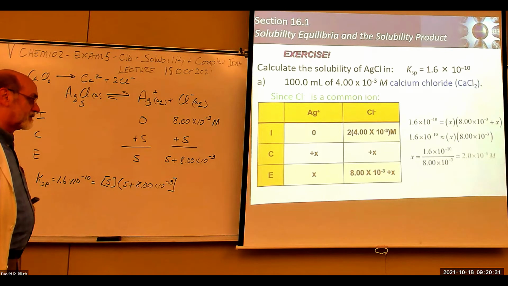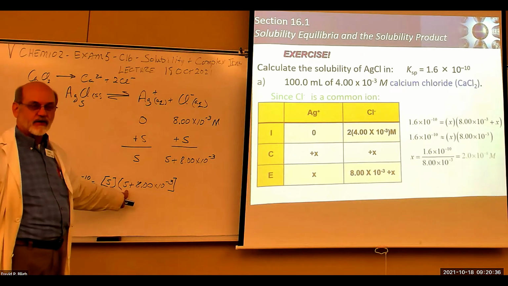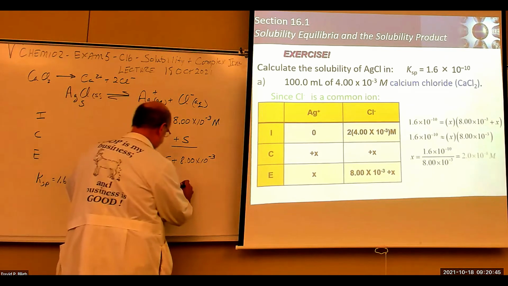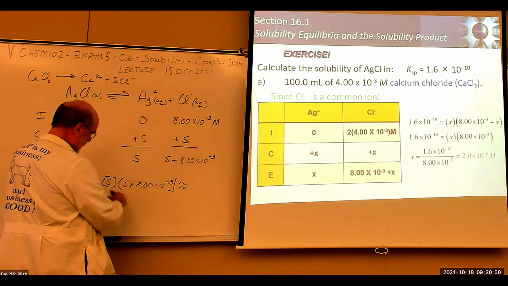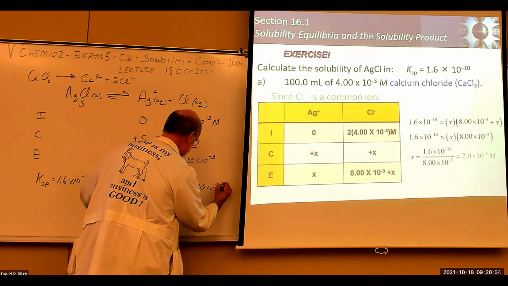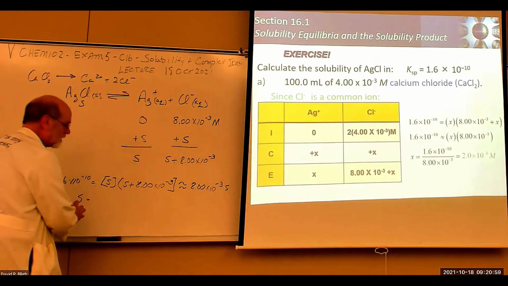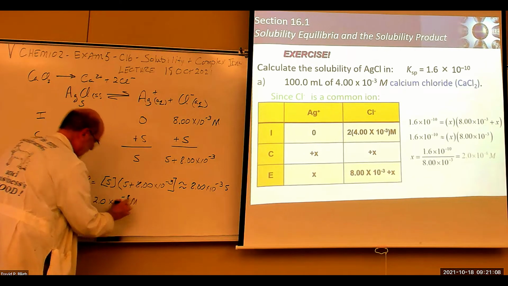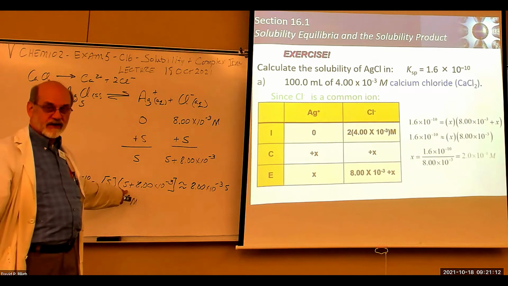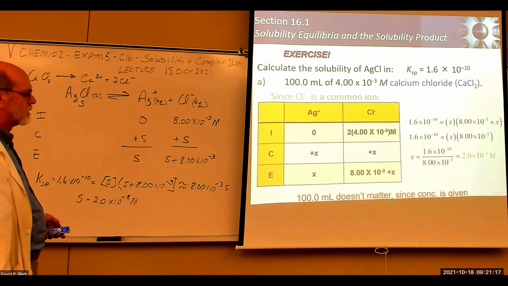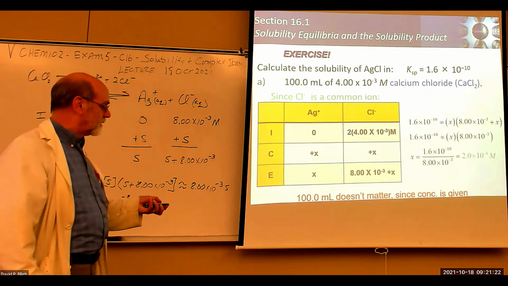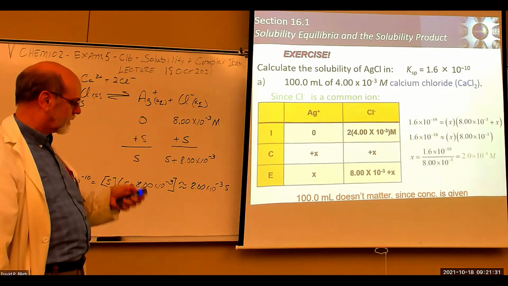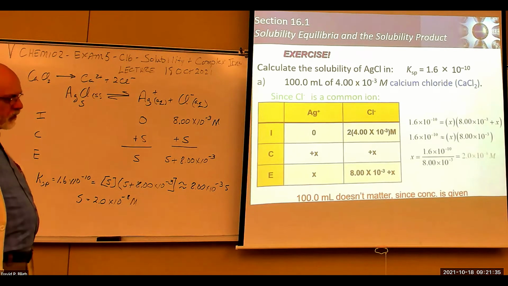All right. So what if, in this case, we say that so little S is going into solution that this term can be ignored? Let's just see what happens. That means it would be this term times that one, or 8 times 10 to the minus 3 times S. And then we solve for S. To save myself the trouble, it's 2 times 10 to the minus 8. Now that's what we think it is based upon that approximation. 100 milliliters doesn't matter because the concentration is given already. We're assuming that it meets the 5% rule.